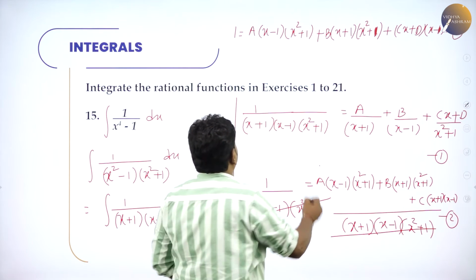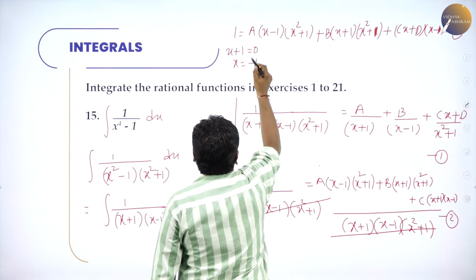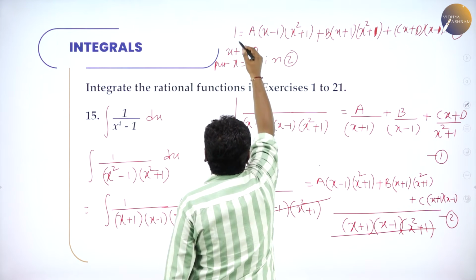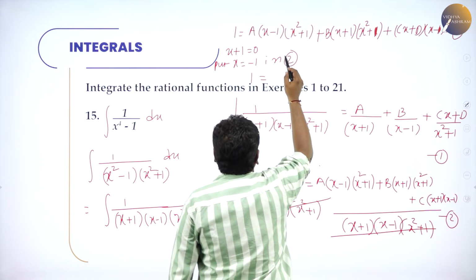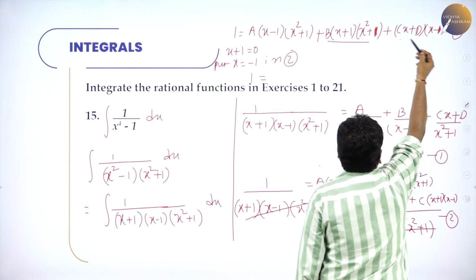What is the first factor? x plus 1 equal to 0. If you equate x plus 1 to 0, x will become minus 1. So put x is equal to minus 1 in equation 2. If you do that, LHS is 1 as it is. If I put minus 1, this will become 0. Minus 1 plus 1, this will become 0.